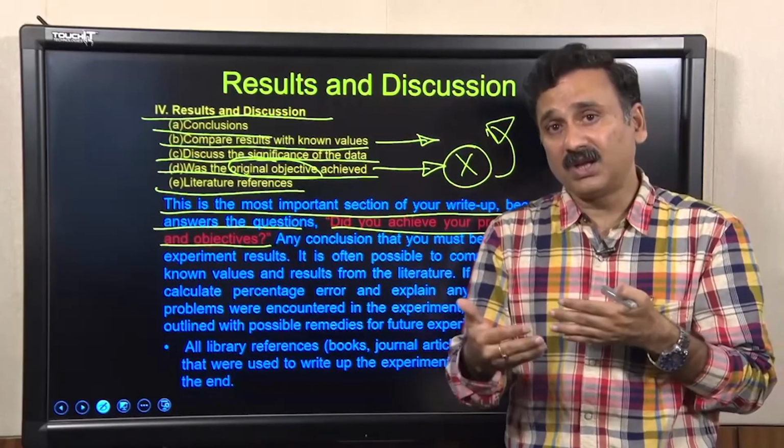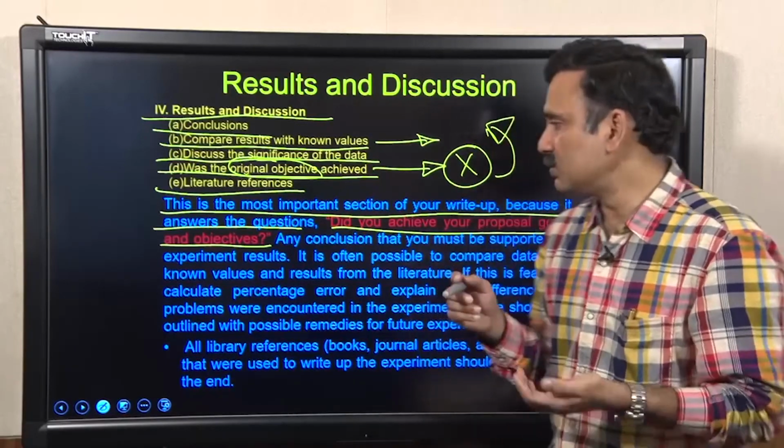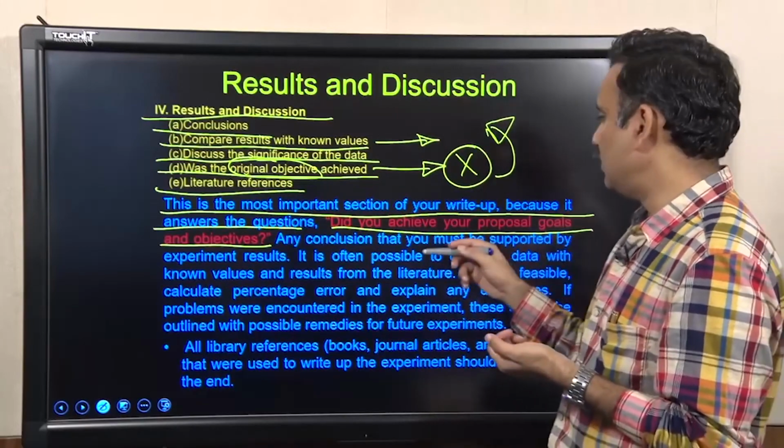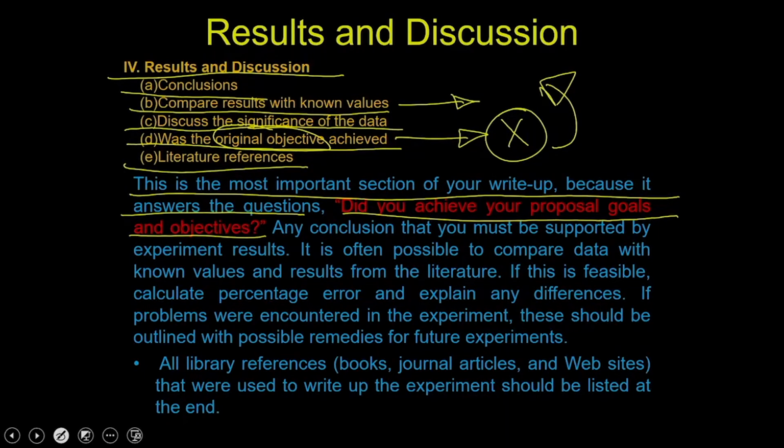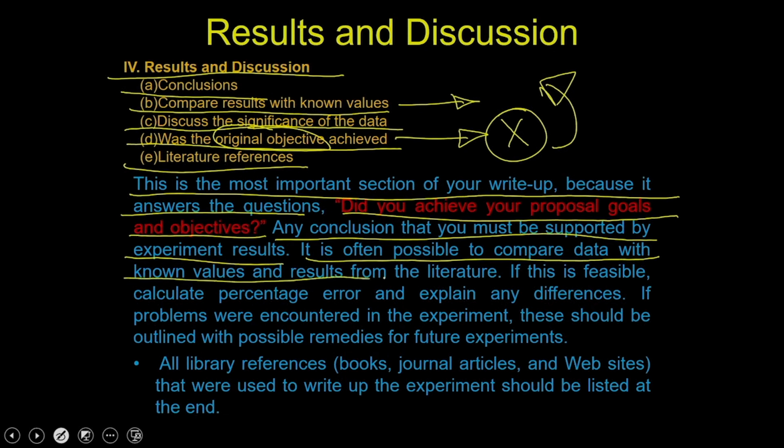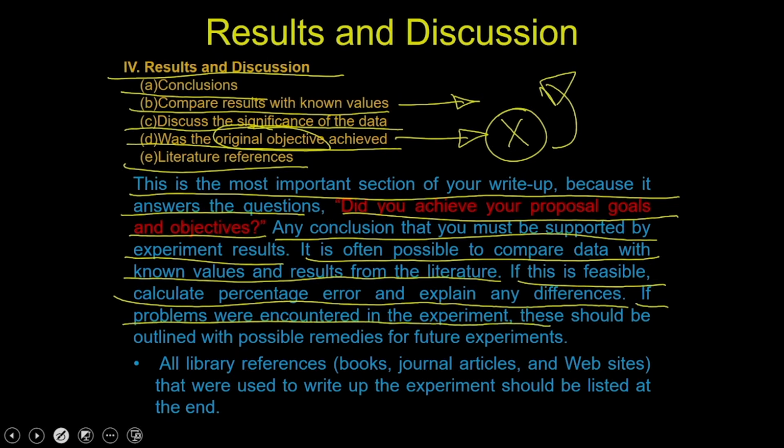So, then you can design additional experiments, and that is how you can answer the question whether you have achieved the objectives or not. Any conclusion must be supported by the experimental result. It is often possible to compare data with the known values and results from literature. If this is feasible, calculate the percent error and explain any differences. If problems were encountered in the experiment, these should be outlined with the possible remedies for the future experiment.